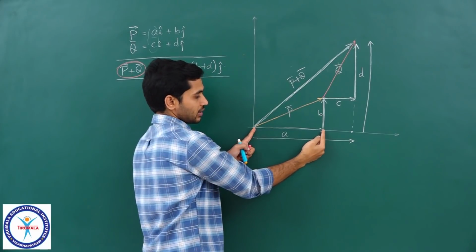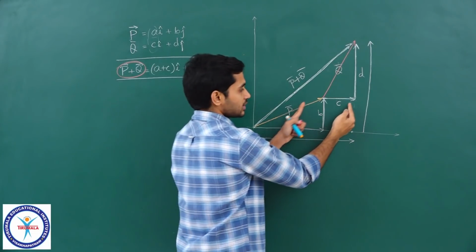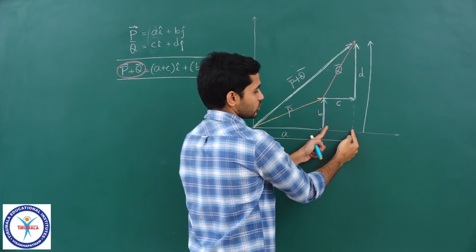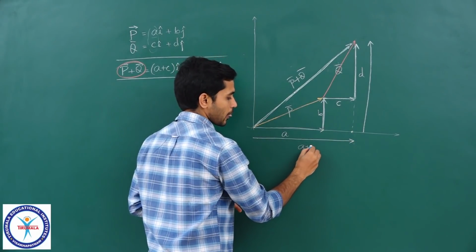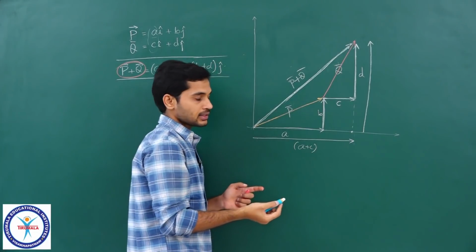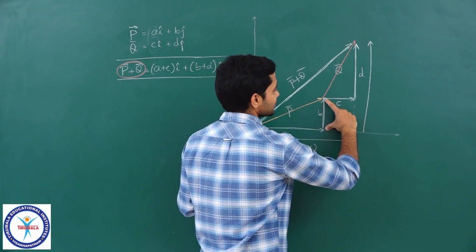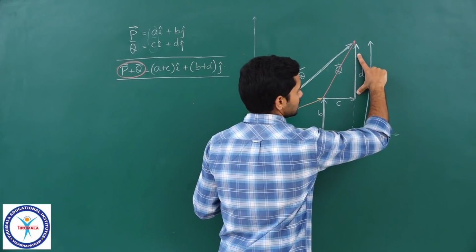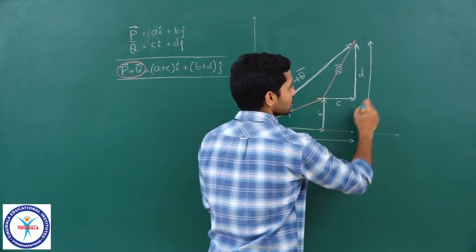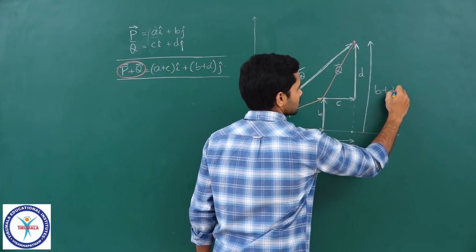This length is a, correct. This length is c, this one. So which means this whole length will be a plus c. You understand that? Similarly, this length is b, and this length is d, which means this whole length will be b plus d. So that's it.